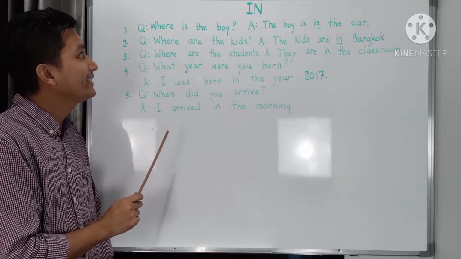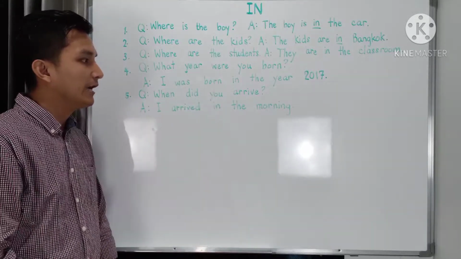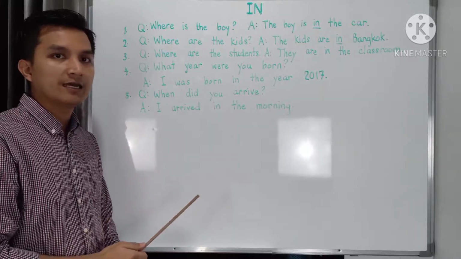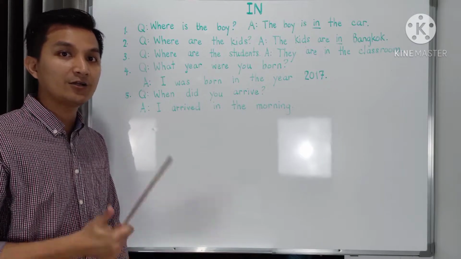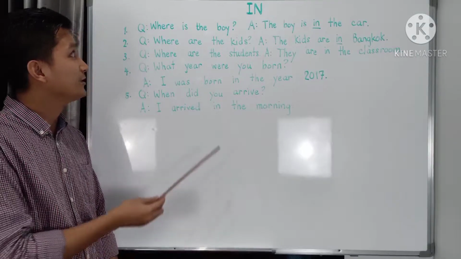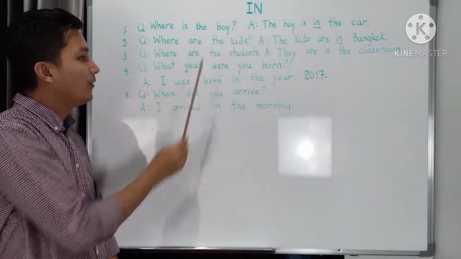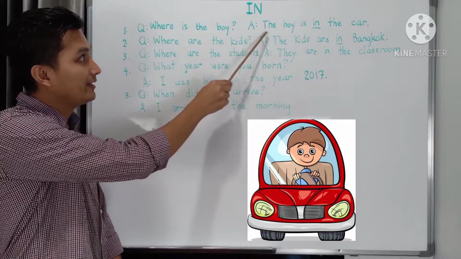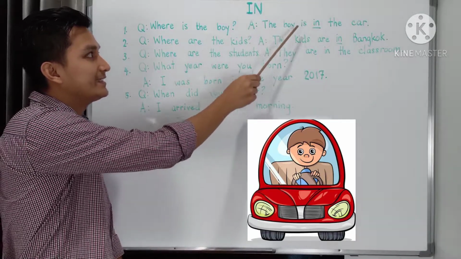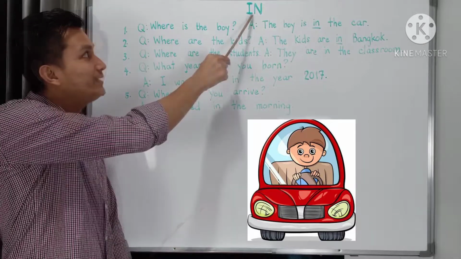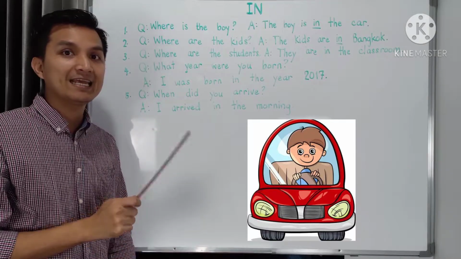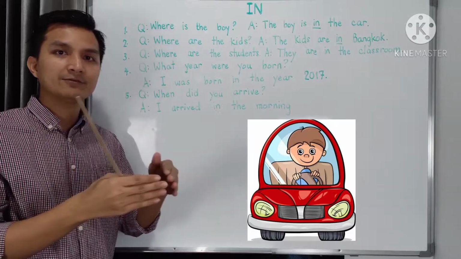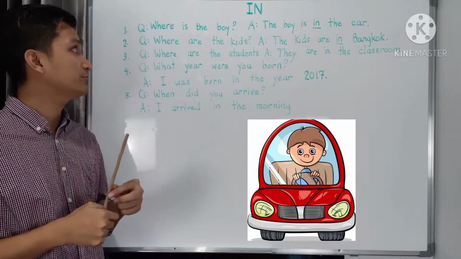Where is the boy? I will show you here a picture and you will think of an answer. Are you ready? Okay, let's start. Where is the boy? That is correct. It's right here. The boy is in the car. We use the preposition in because it's a closed place, right? The car is a closed place.